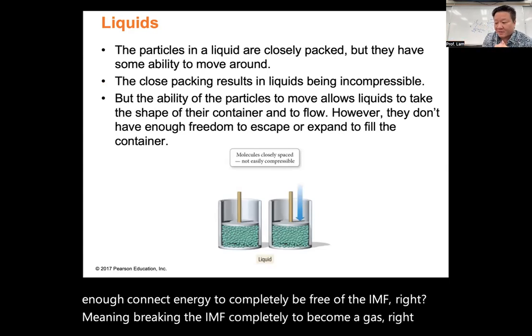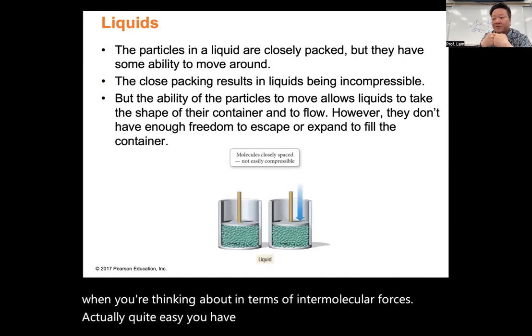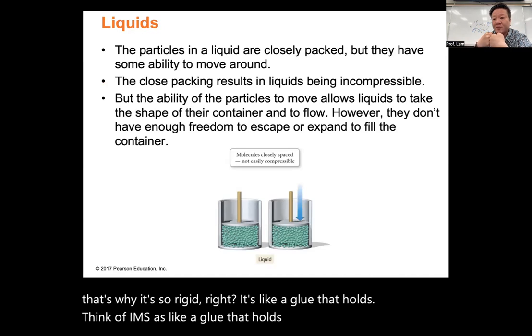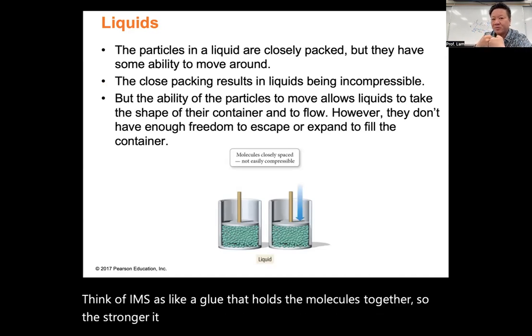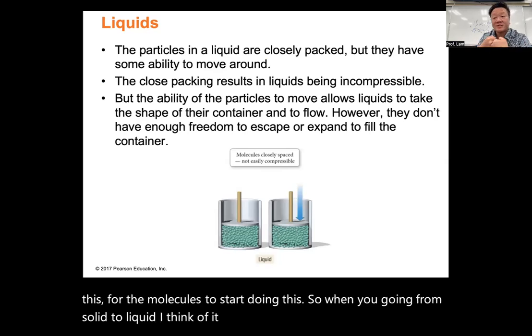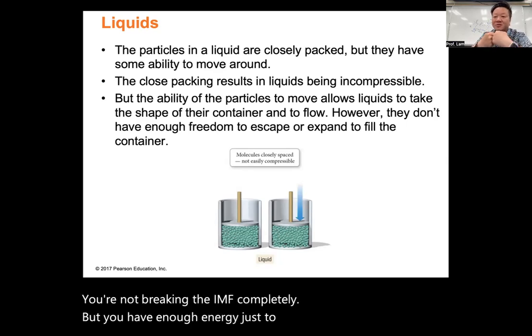So when you're thinking in terms of intermolecular forces, it's actually quite easy. You have really strong IMFs in the solid state, and that's why it's so rigid. Think of IMFs as a glue that holds the molecules together. So the stronger it is, the more energy it's going to take for the molecules to start moving. When you're going from solid to liquid, I think of it as loosening the IMF. You're not breaking the IMF completely, but you have enough energy to loosen the glue a little bit, and so things can start to move around.